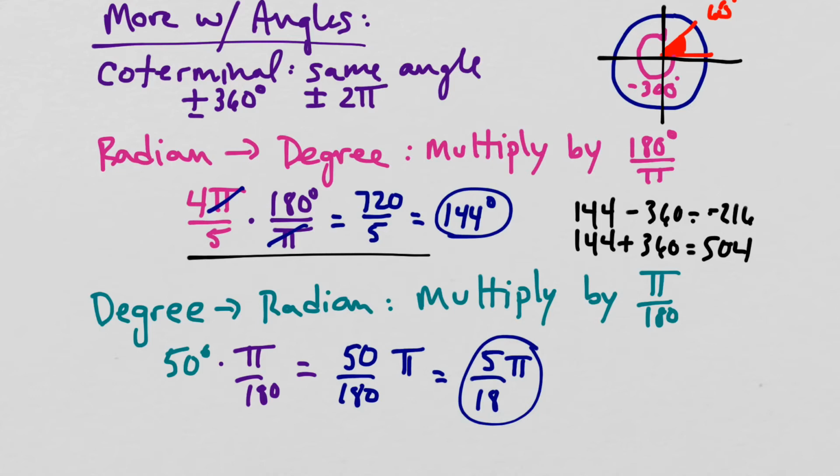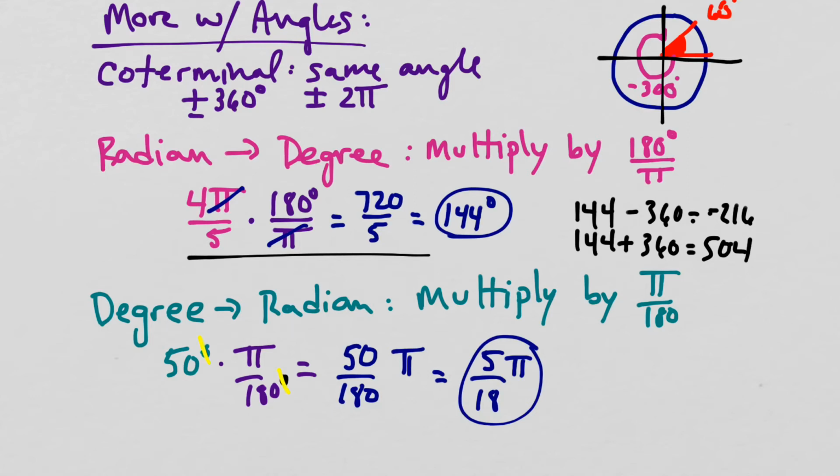If you're going the opposite direction, so now we're given 50 degrees as our angle. We want to convert it to radians. So now you're going to multiply, but since you're given degrees, you want to cancel degrees out, so you have to put the 180 degrees to the bottom, because the little degree sign needs to cancel out.